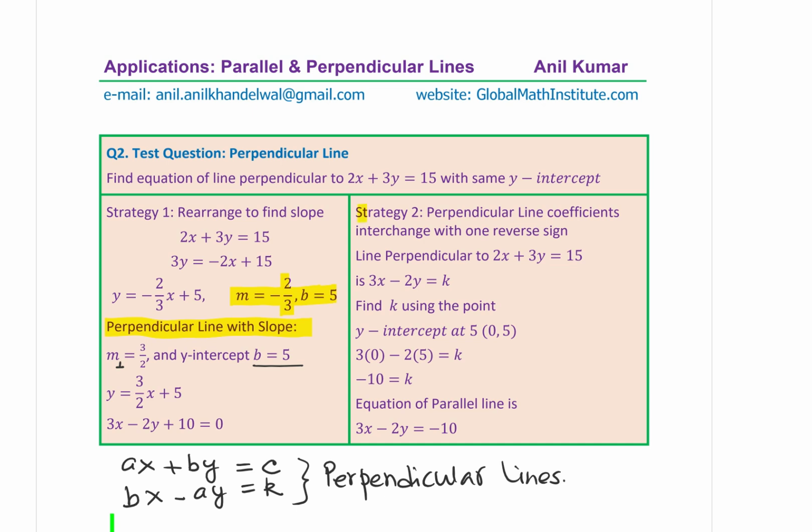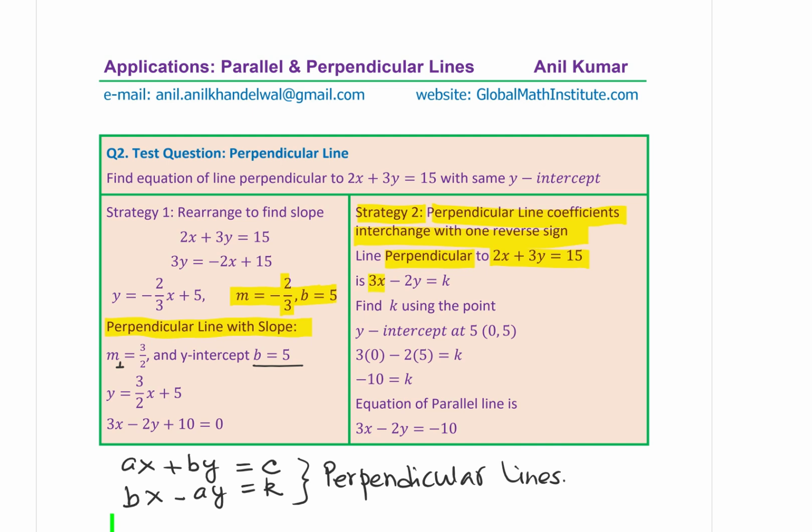So instead of strategy 1, we should use strategy 2, which is: for a perpendicular line, the coefficients interchange with one reversed sign. So you could either reverse the sign of the coefficient of x or the coefficient of y. So in our case, the line given to us is 2x plus 3y equals 15. A perpendicular line will be an interchange, right?